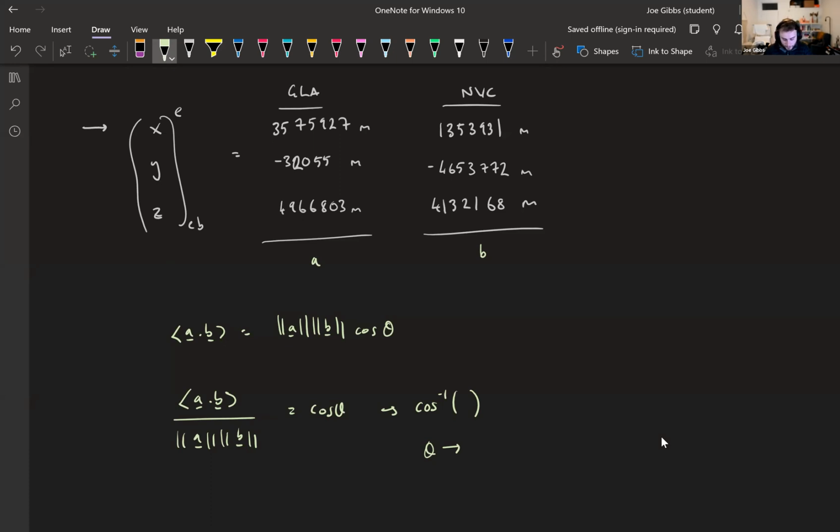Where A is equal to the Glasgow coordinates, B is equal to the NYC coordinates, and the modulus function or the norm is the square root of the sum of the squares. So pretty basic on that front. But when we work this out, we're actually going to get an angle of 46.5910 degrees.